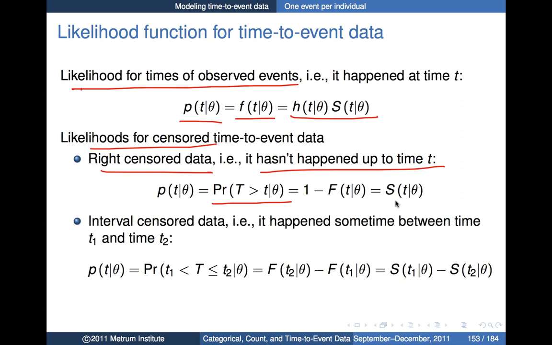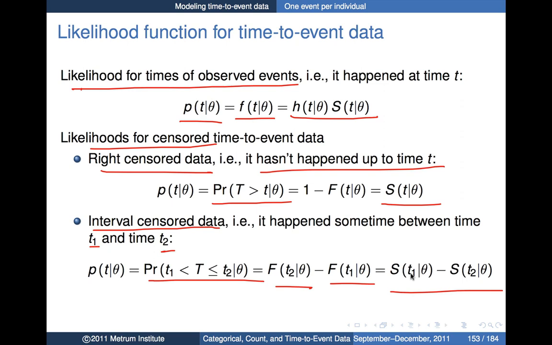And then finally, if it's interval censored data, where all you know is it's happened sometime between some time t1 and time t2, then our likelihood is going to be the probability of that event. In other words, that our event time, capital T, is somewhere between t1 and t2. And that can also be written as the difference between the two CDF functions: the CDF at T2 minus the CDF at T1. You can also write that in terms of the survival function. In that case, you flip the order, so it becomes the survival at T1 minus the survival at T2.